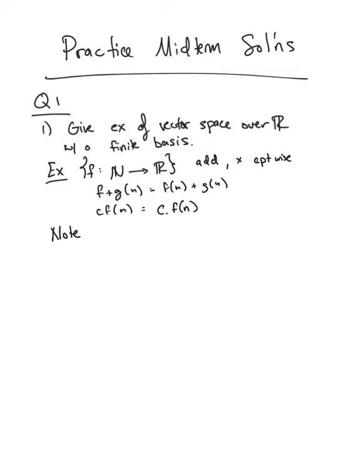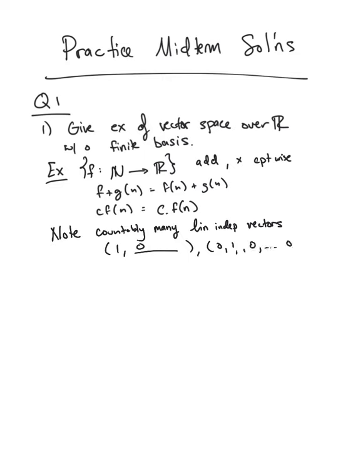Note that there's countably many linearly independent vectors of the form 1 and then all zeros, or 0, 1, all zeros, and continue. Okay? And if there was a finite basis, then this space would be isomorphic to R^n, and, well, there can't be, you would be able to find more linearly independent vectors than what's allowed in R^n.